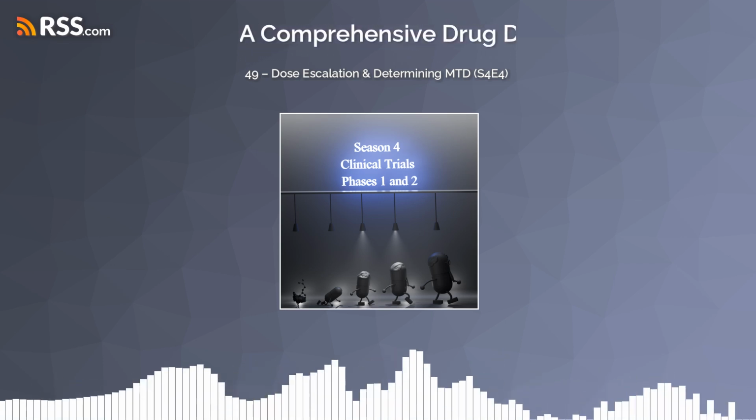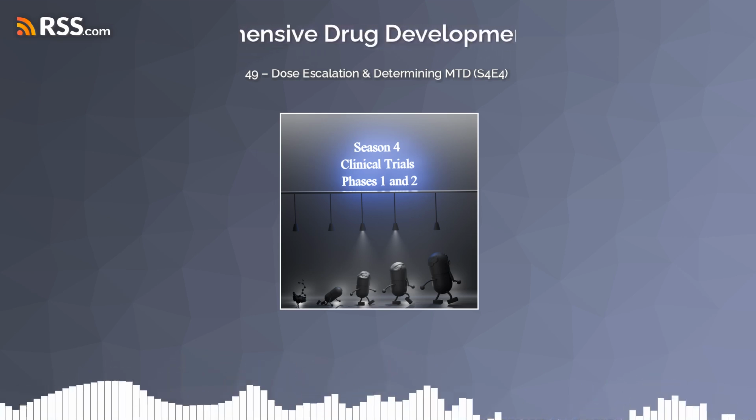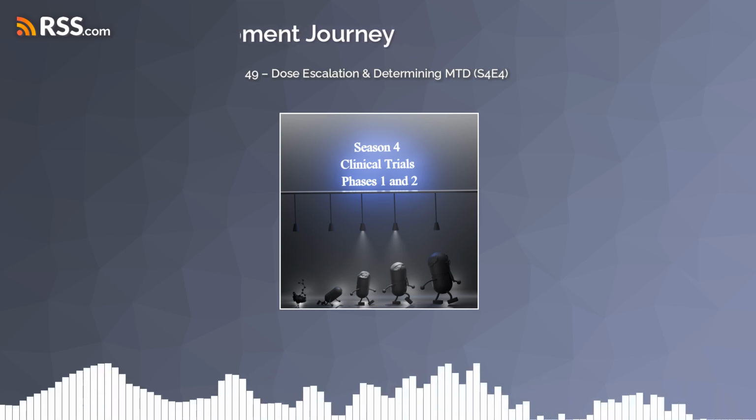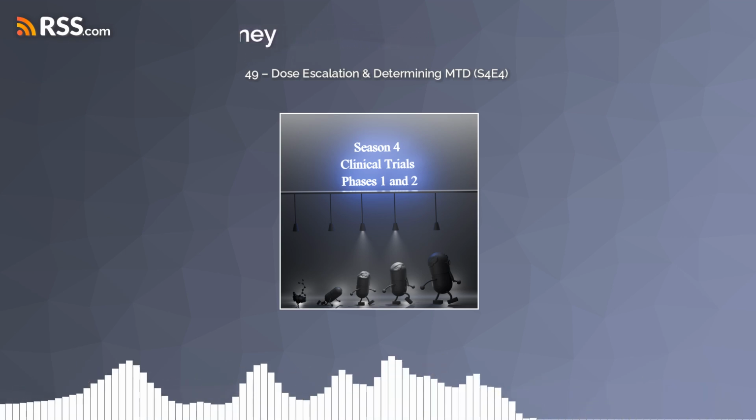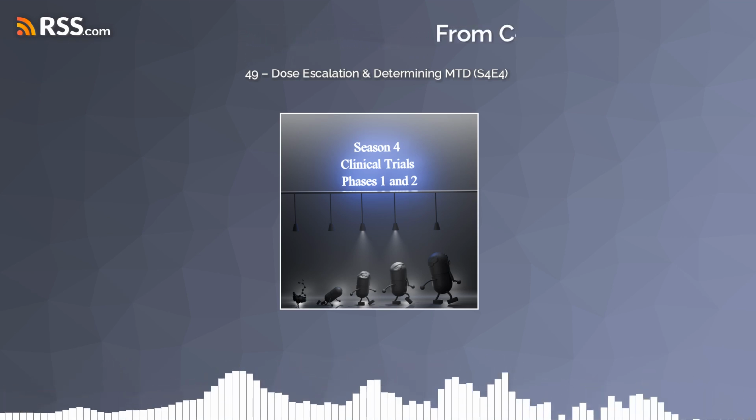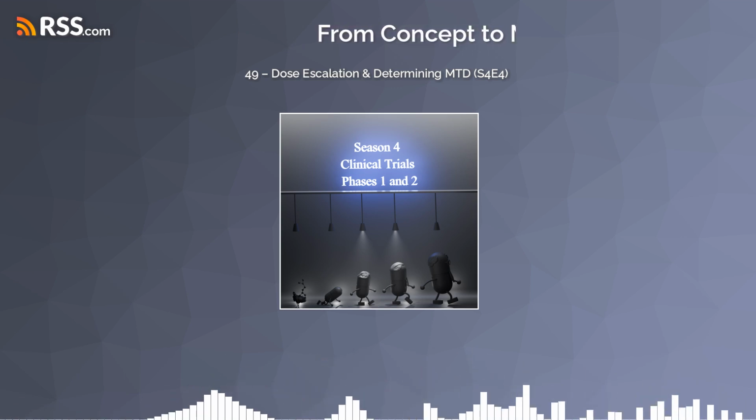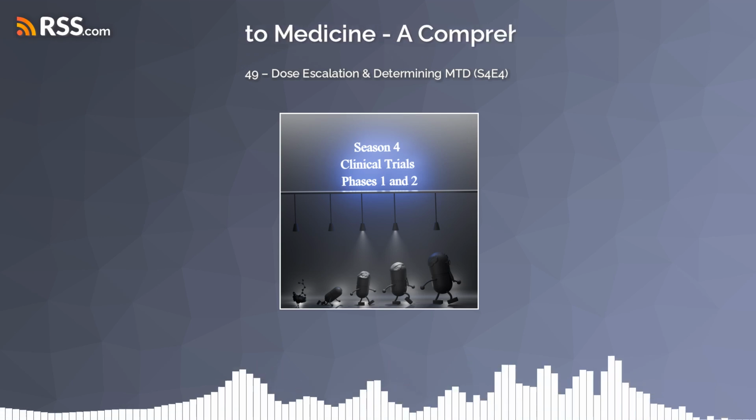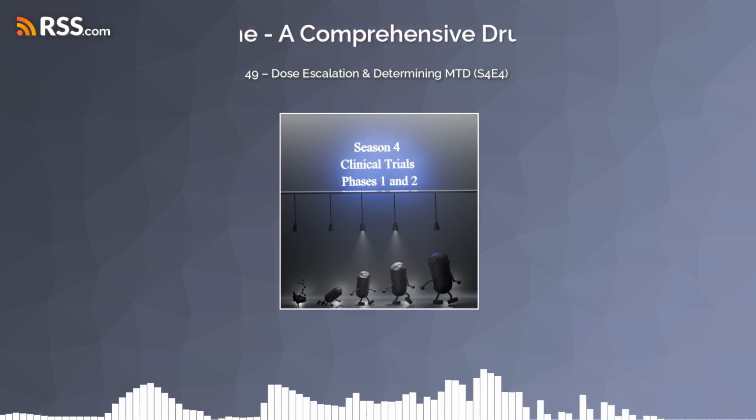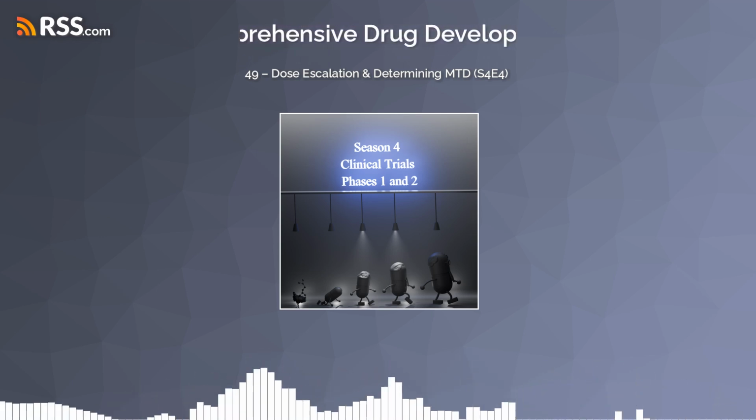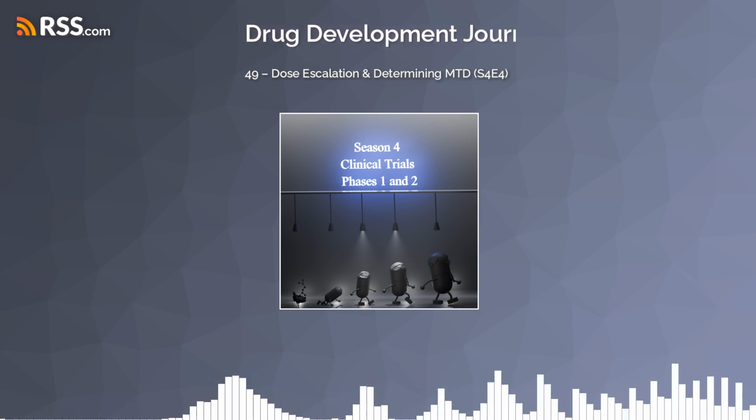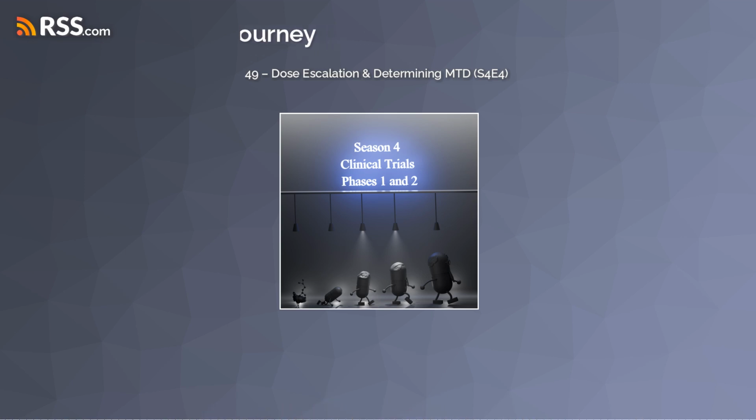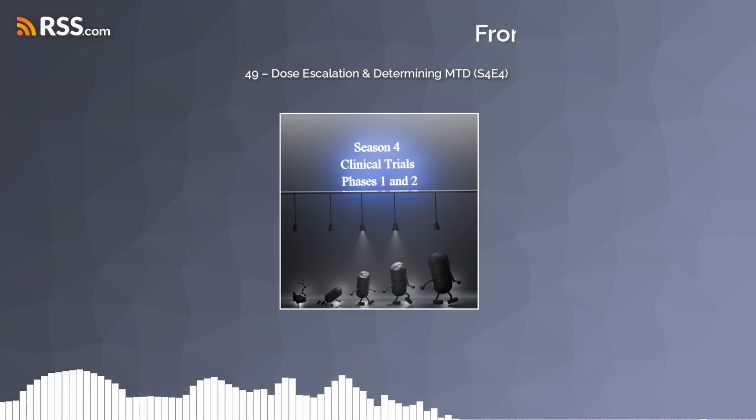Now I'm curious, are there any special considerations when it comes to dose escalation for different patient populations? Like, for example, children or older adults? Yeah, that's a really important question. Age is definitely a factor that can influence drug dosing. You know, for example, children often metabolize drugs differently than adults do. Their organs might not be fully developed, which can really impact how a drug is absorbed, distributed, and eliminated from their bodies. So you're not just giving them a smaller version of the adult dose.